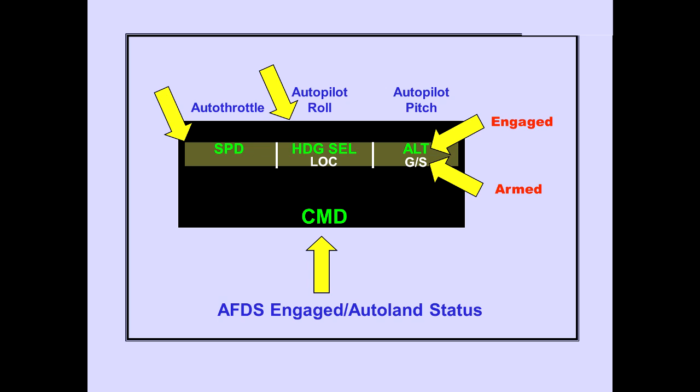Auto throttle mode is located on the left. Engaged roll and armed roll are located in the center. Engaged pitch and armed pitch are located on the right. The engaged modes are displayed on top in green, and the armed modes are displayed on the bottom in white. The AFDS engaged autoland status is positioned below the roll mode display.